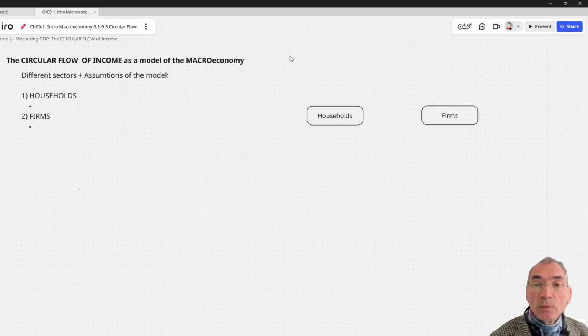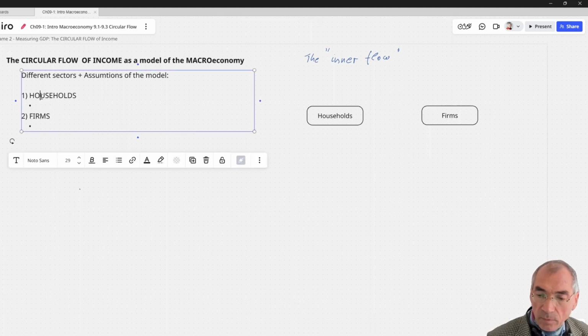It's the way we model, what we defined as a simplified picture of a part of reality, describing what happens in the economy between the different sectors. And we heard about the first two sectors, the households and the firms, and we are going to talk about these in what we call the inner flow, the smaller inner part. What are the roles of these sectors? The first sector that we mentioned here are the households, and here it says the assumptions of the model.